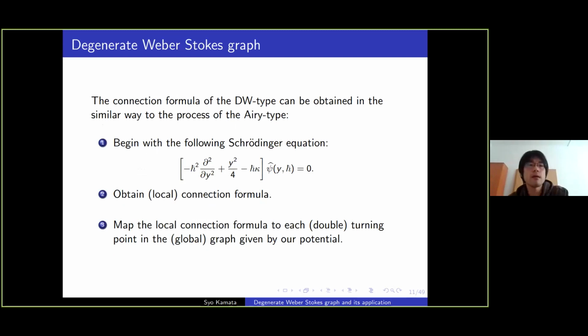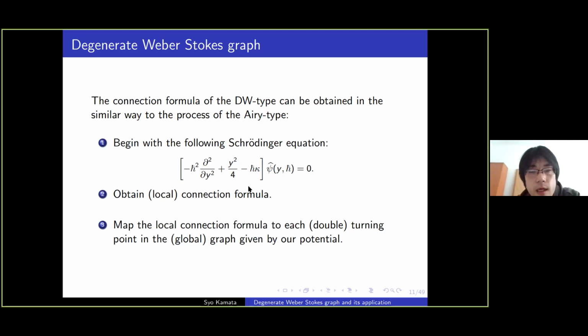So first of all, let us get the connection formula of the degenerate Weber type. We would like to take this step. Basically, this process is the same as ARA type. However, only this Schrödinger equation is different. So in our case, we start with this form. Here, this is the kinetic term, and now we have the mass term, and also here, this is energy. But now in this case, kappa is introduced, and this is a coupling with H bar.